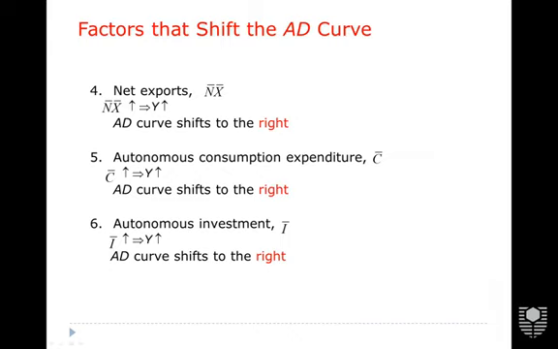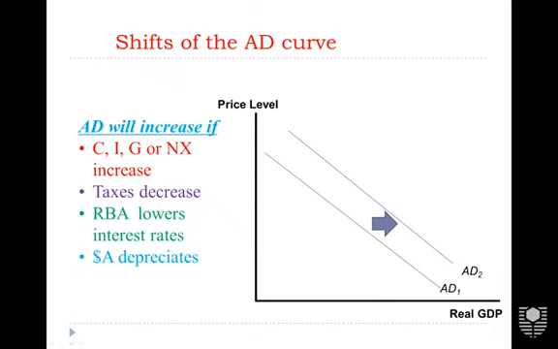Likewise, if I goes up, Y goes up and aggregate demand shifts to the right. So aggregate demand will increase if C, I, G or NX increase, if taxes decrease, or if there are low interest rates, because low interest rates mean we can now borrow easily and hence will demand more goods and services, and when the Australian dollar, or the dollar of the country, depreciates.